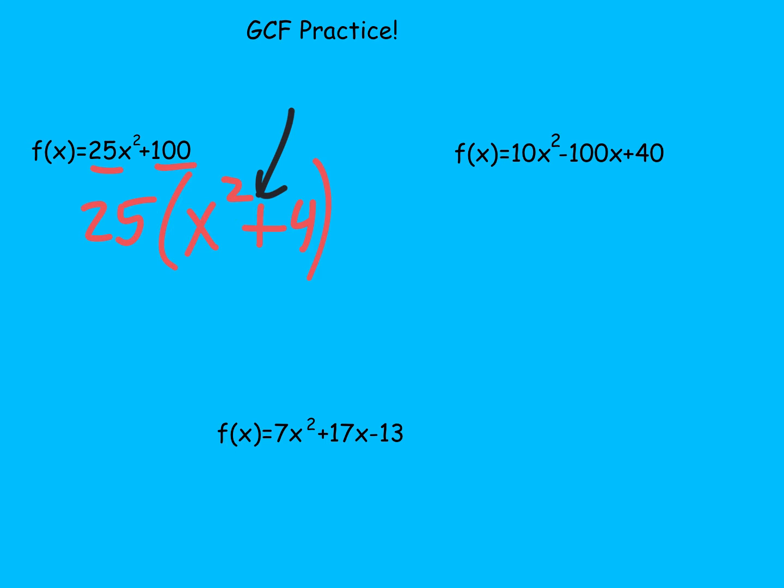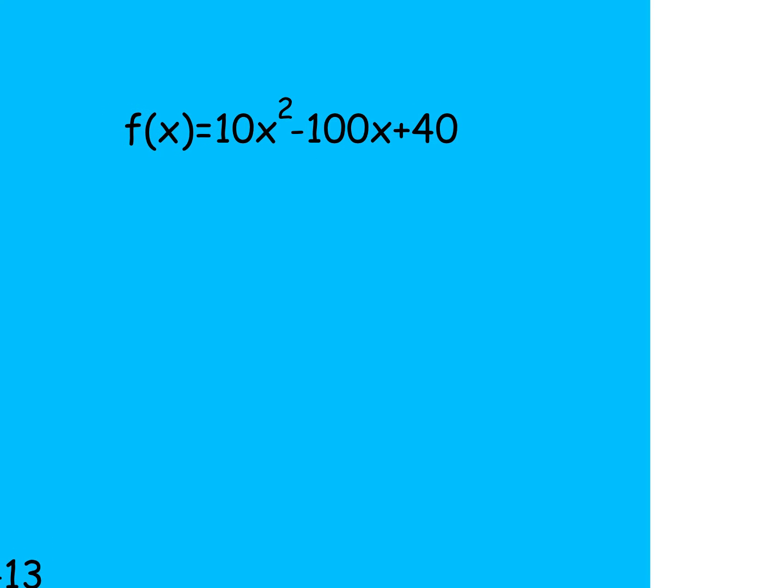Okay. How about this one? Step 1. Look for a GCF that can come out. Lydia, what's a GCF that comes out of everything here? 10 comes out. Josh, tell me what we get next when we take the 10 out. Then you want to do x squared minus 10x plus 4. That's it.